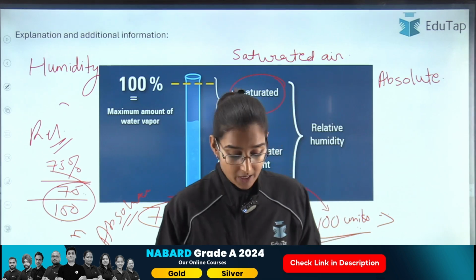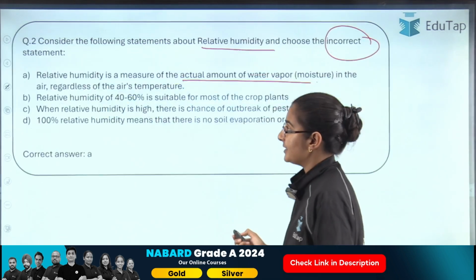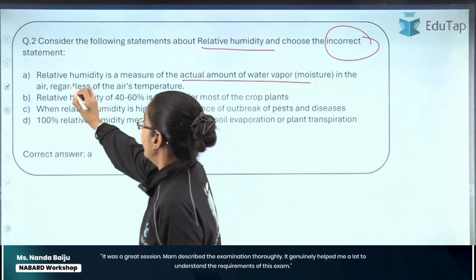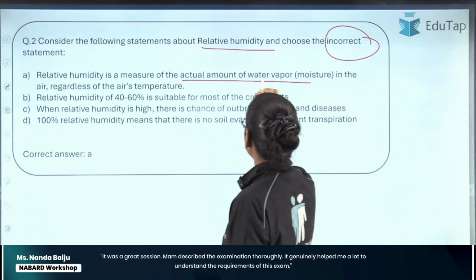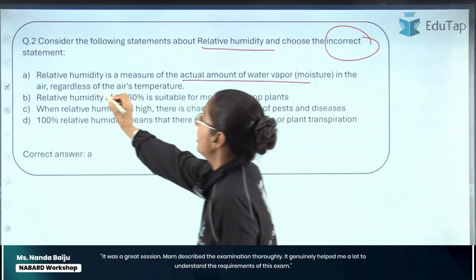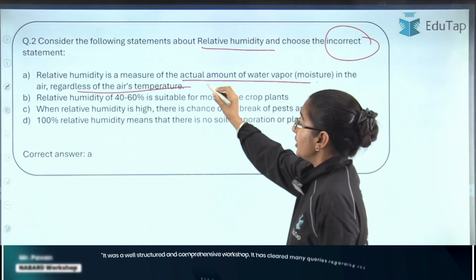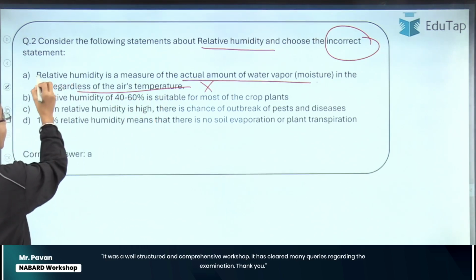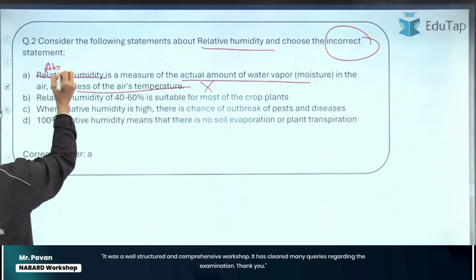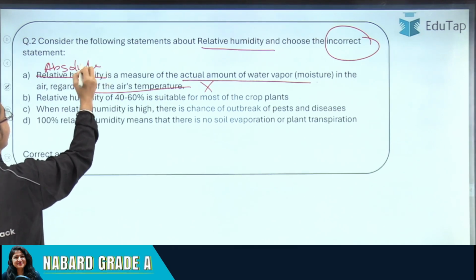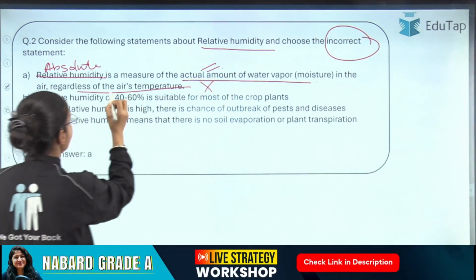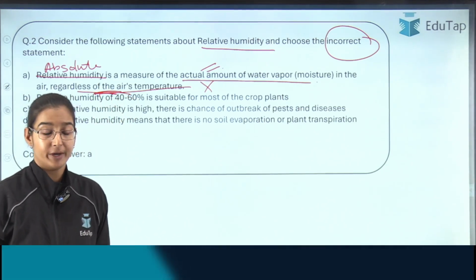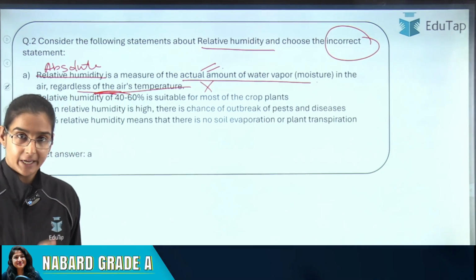All right, now let's move to what our question is saying. So here in this question, option A says that relative humidity is a measure of the actual amount of water vapor in the air regardless of the air's temperature. Now this option becomes wrong because this explanation is not of relative humidity, it is of absolute humidity, right? This actual amount of water, irrespective of the air's temperature, is absolute humidity and not the relative humidity, and that is why option A is wrong.